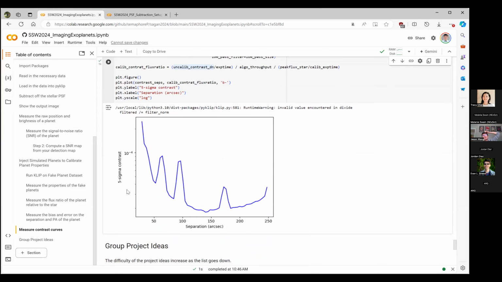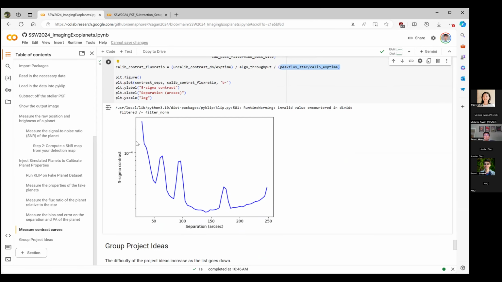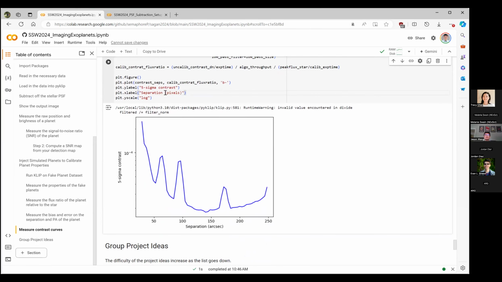The contrast curves' y-axis is the planet to star flux ratio. So just like how we had to normalize by the star brightness, we have to do that again for the contrast curves in order to put this into astrophysical units. I do need to fix a couple of typos. These are pixels. As a function of separation from the star, we're plotting the faintest planet to star flux ratio that we can detect.